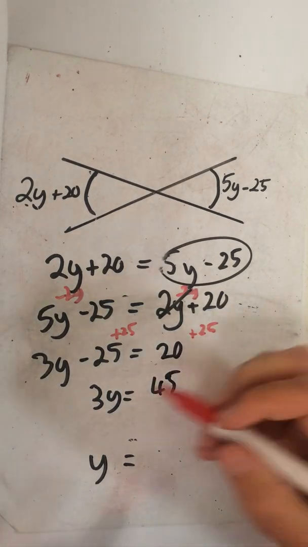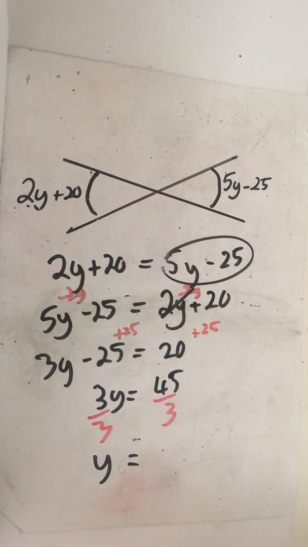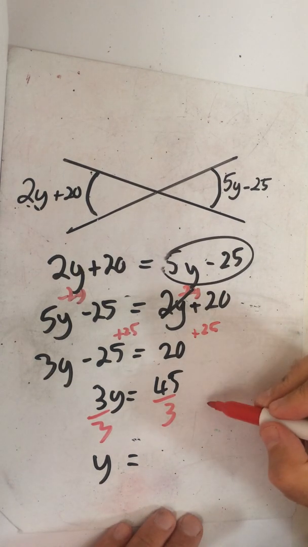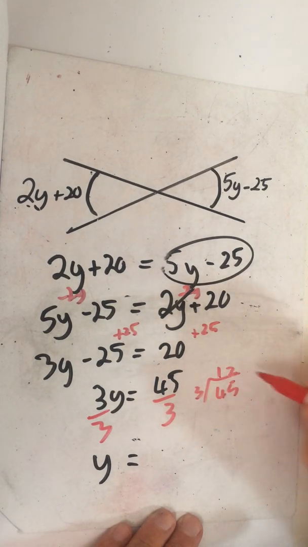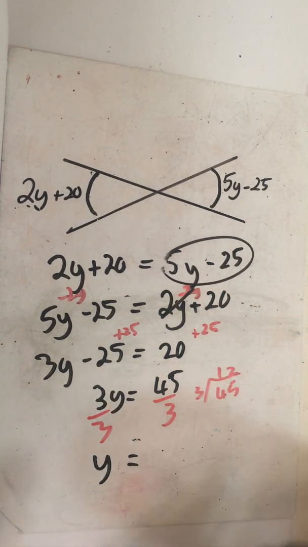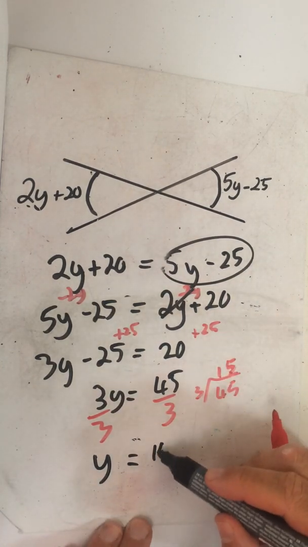I'm going to divide that by 3, divide by 3. How many 3s in 45? If you need to do a little method, you can. How many 3s in 45? It is 15. So y is 15.